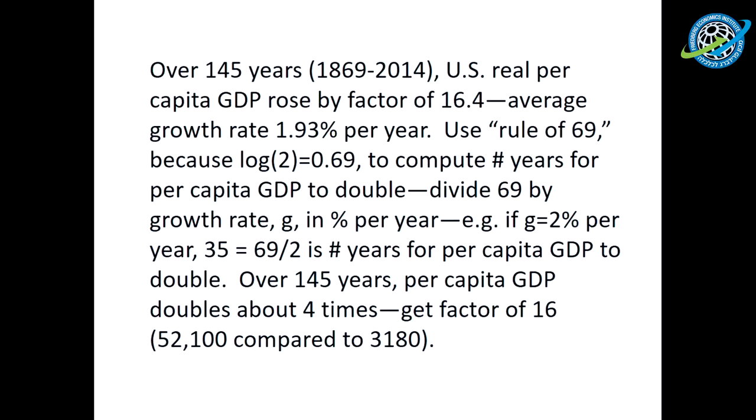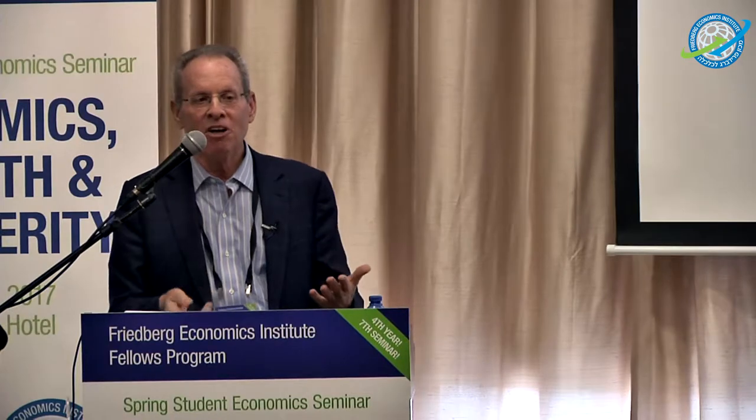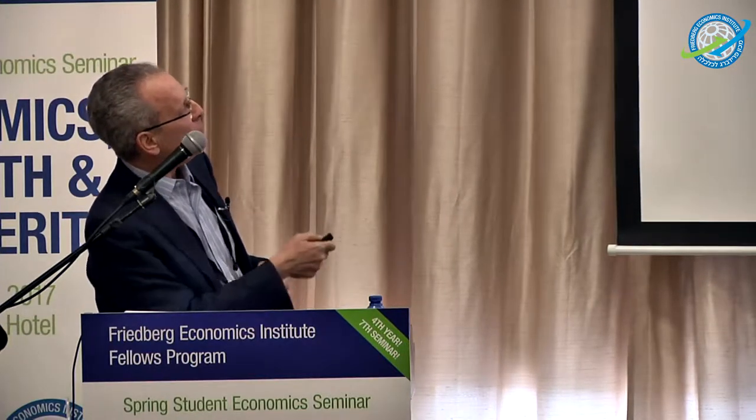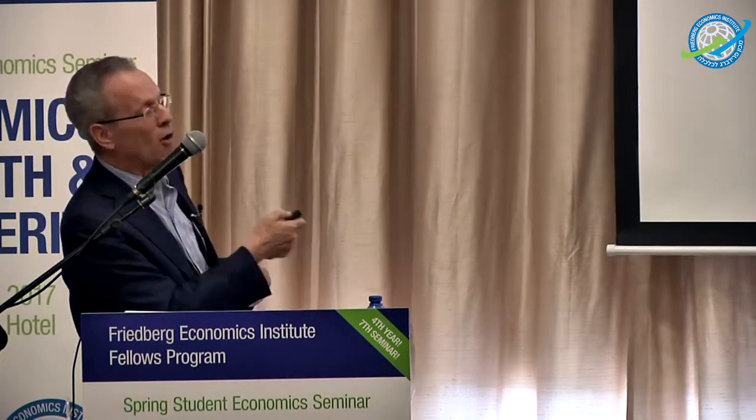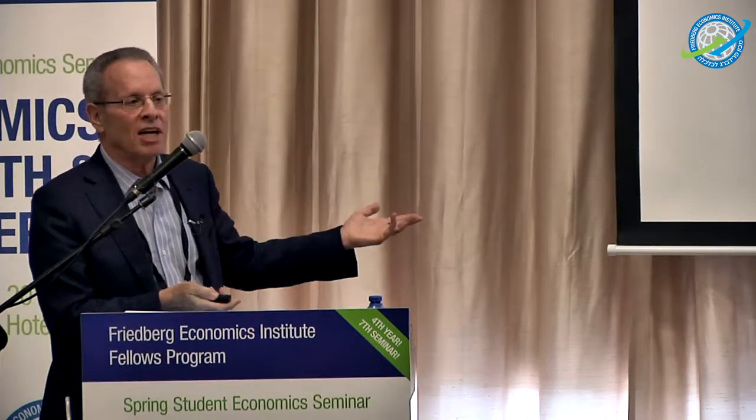One way to think about those numbers, I don't know whether this is familiar or unfamiliar, there's this famous rule of 69, which arises because the natural log of 2 is 0.69. You can ask the question, how long does it take you to double your per capita output? If you're growing at some rate G in percent per year, well, if you divide that into 69, you get the answer. At 2%, 35 years it takes you to double. Of course, if you were growing twice as fast, at 4% per year rather than 2%, then the answer would be half as much, 17 and a half years rather than 35.